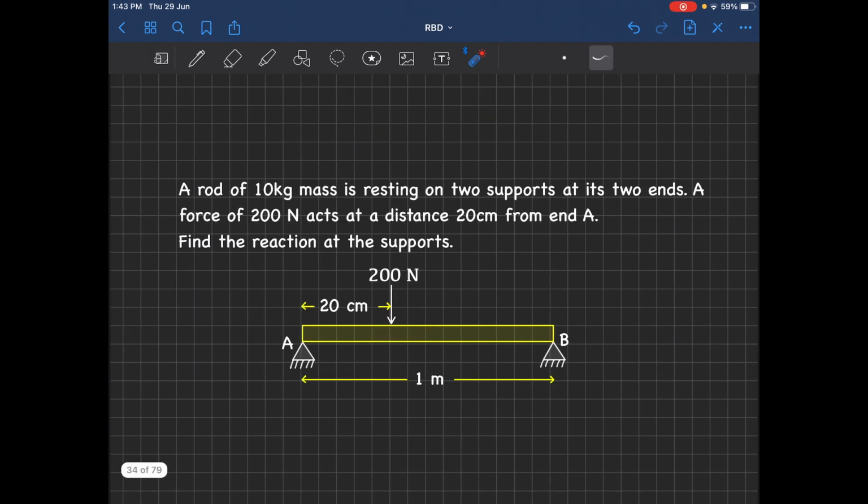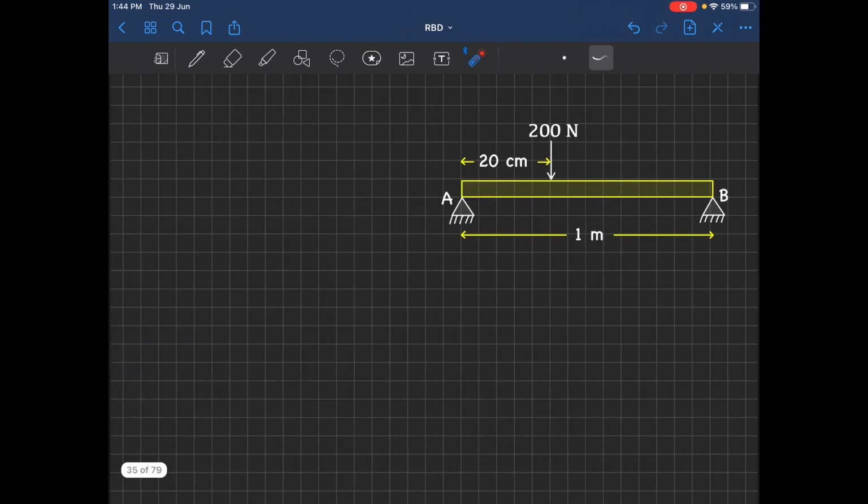Now let us go to the problem. This is problem number 1. Here we have a rod of 10 kg mass. This rod's mass is 10 kg and it is resting on two supports at its two ends. A force of 200 Newton acts at a distance 20 centimeter from one end, and we have to find the reaction at the supports. This is what the question says. Now let us deal with the problem. Now this is the diagram.